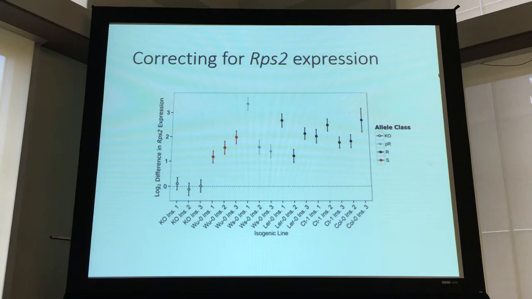Okay, so if you were looking at those experiments with a critical eye, you probably noticed that there was quite a lot of variation in fitness between lines with an allele of RPS2, within and between insertion sites. And we noticed this too. The first thing I thought to correct for was RPS2 basal expression level, and that's on the y-axis here. You can see that in the allele series, there's definitely significant variation in RPS2 expression level at this time point.